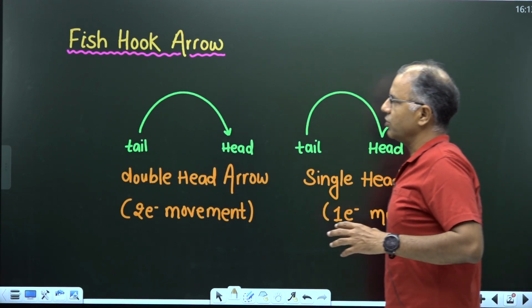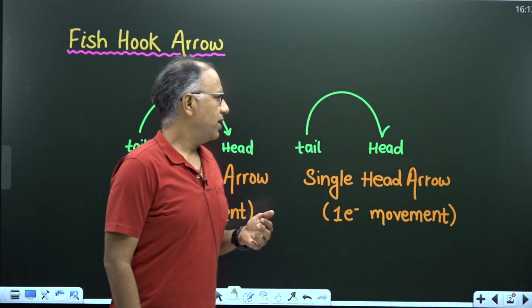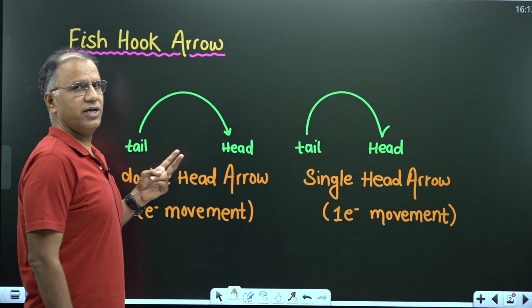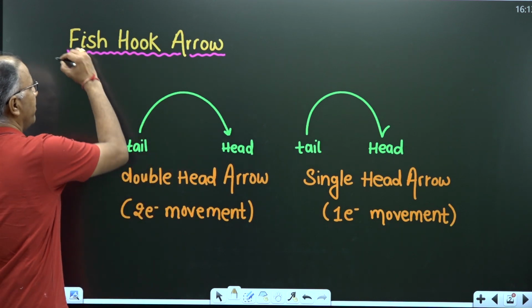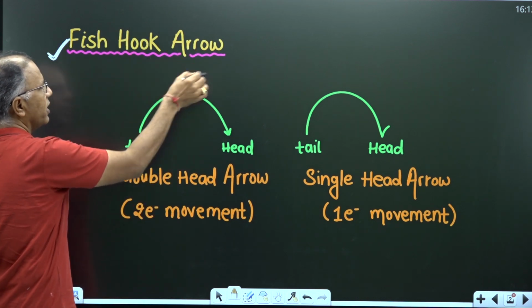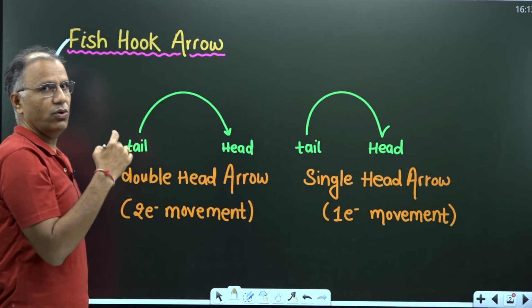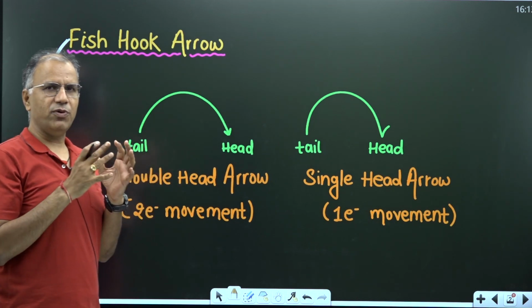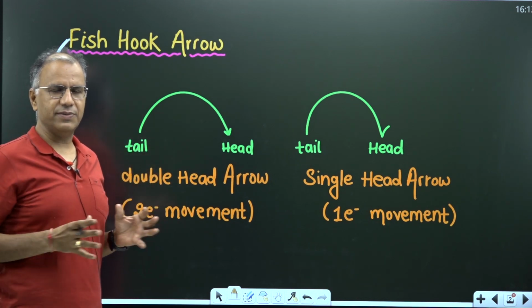Now before starting resonance, we should know some basics. We are using two types of arrow in resonance. Mainly these arrows were developed by Fish Hook. There is a book named Fish Hook Arrow, where he explained different types of arrows which are going to be used in chemistry.